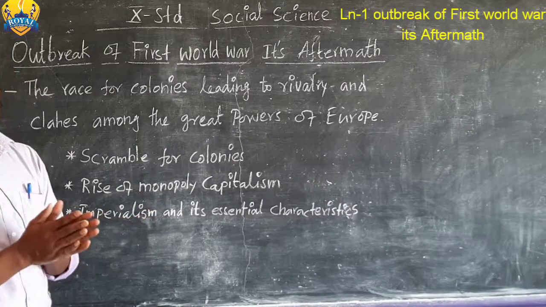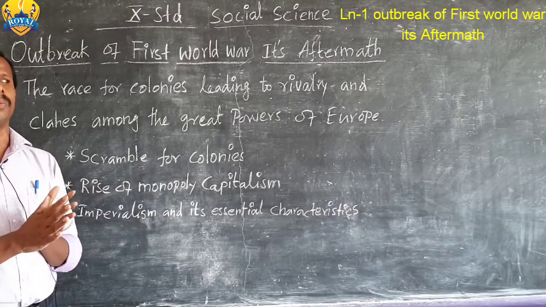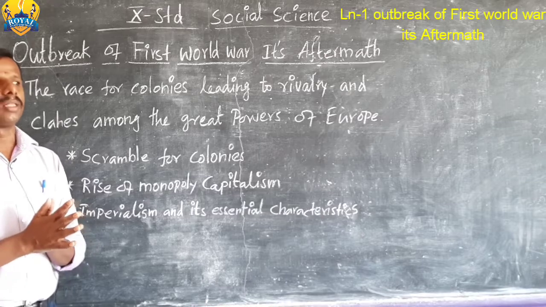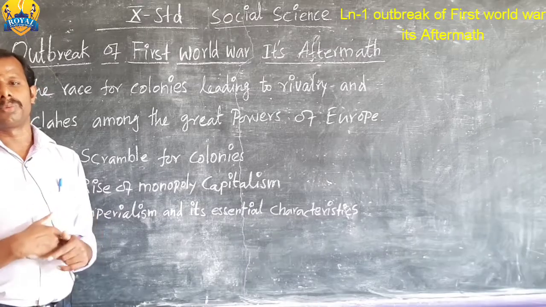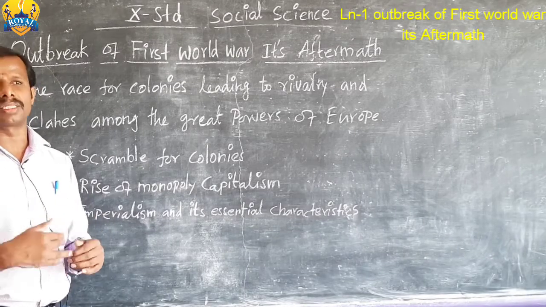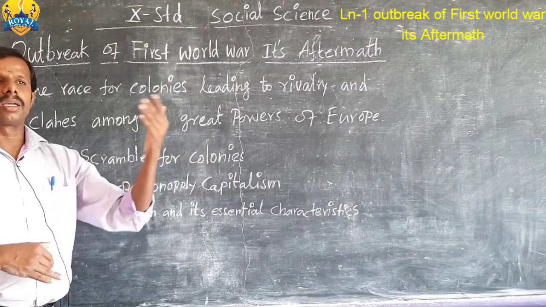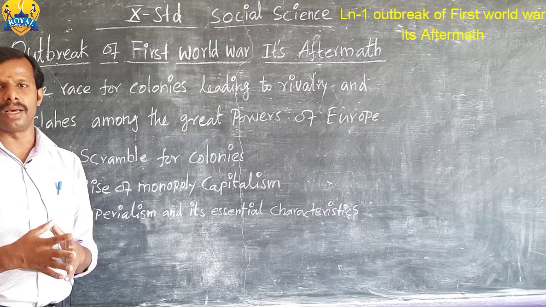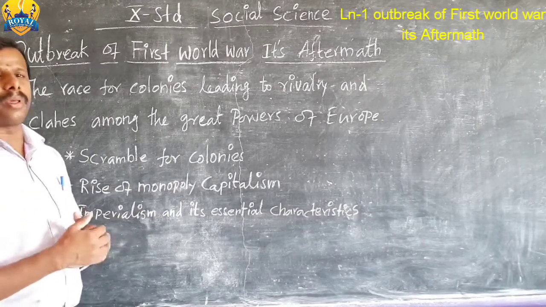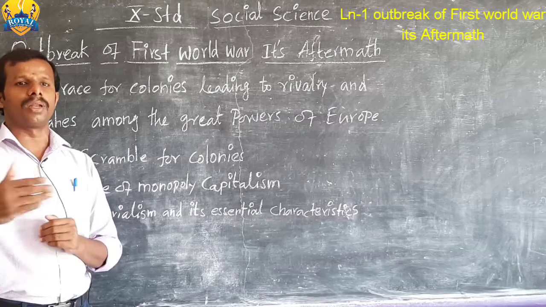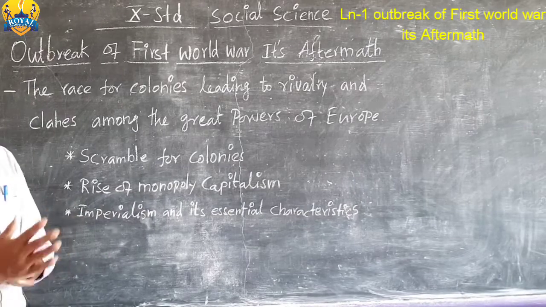But the outbreak of the First World War is also very important. What is the outbreak of the First World War? The immediate cause of the First World War was the assassination of Archduke Francis Ferdinand. He belonged to Austria. He visited Bosnia, where he was shot by a Serbian lad. This became a great issue. This alone may not be the reason for the First World War; there are several reasons behind it, but we will discuss them in coming classes in detail.